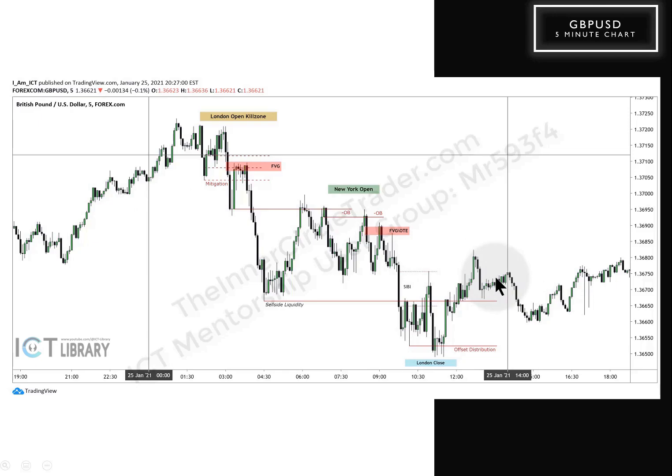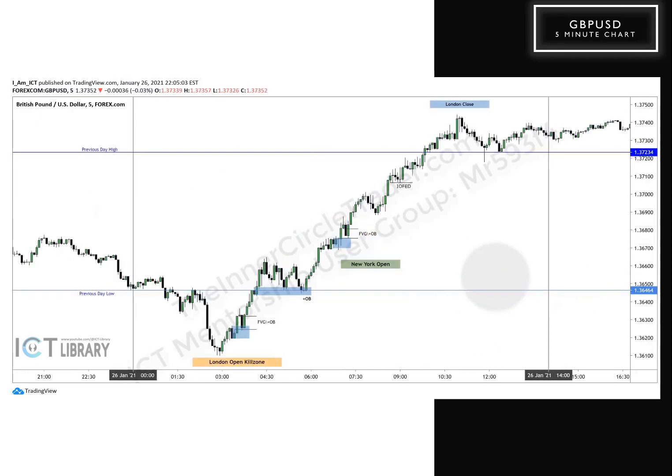Here it is for the 26th or Tuesday's cable trading. Judas swing again during the London session creates a nice little imbalance here. So there's energy that wants to go higher. So you have an optimal trade entry, buy, fair value gap, bullish order block, rallies up, consolidates, expansion.